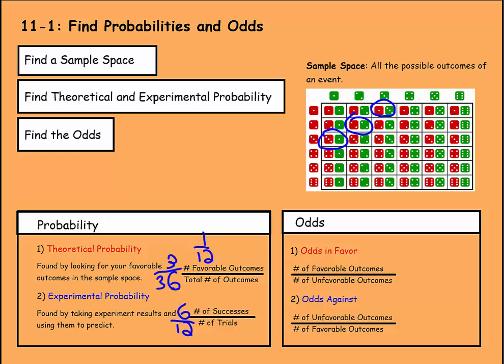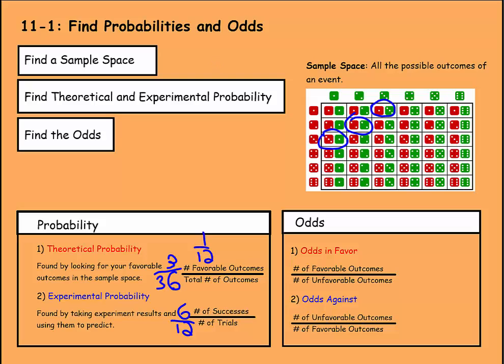Now we're looking at odds, which work a little bit different than probability. In probability, we took the favorable outcomes over the total number of outcomes. Odds in favor, for example, take the favorable outcomes compared to the unfavorable. Then odds against take the unfavorable outcomes compared to the favorable.